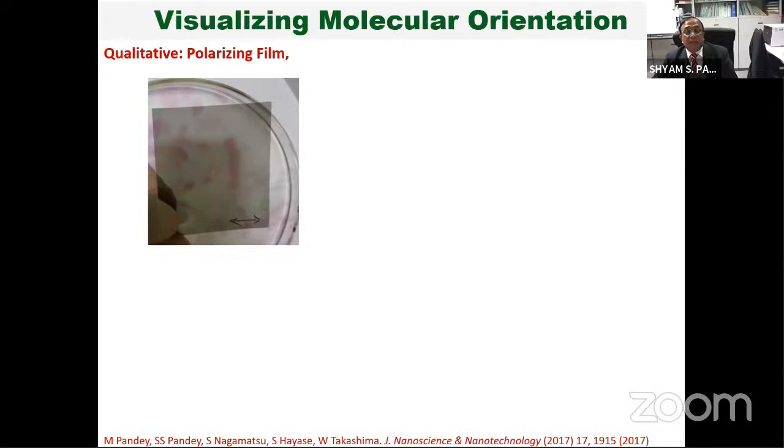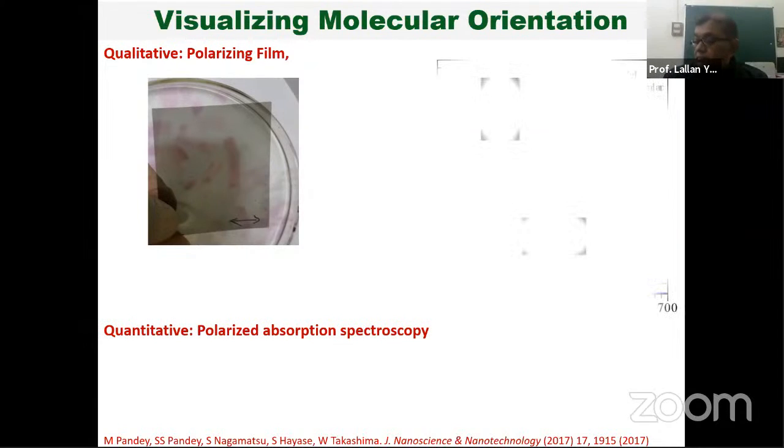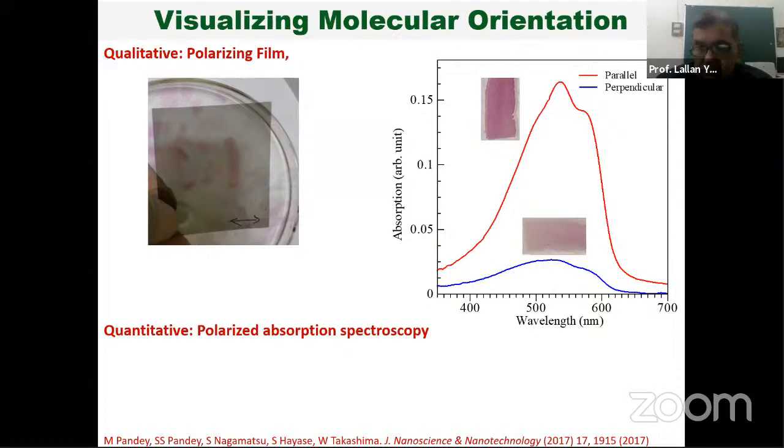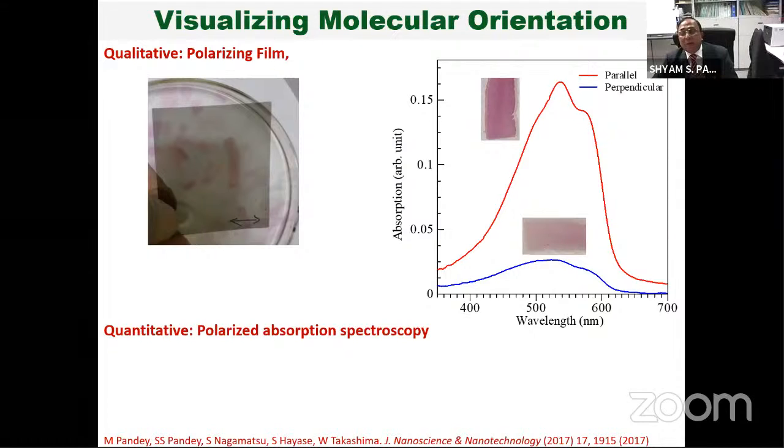Second, how to know at lab level that films are oriented? We can use a very simple polarizer film and rotate 90 degrees. If we see a color difference, we can see they are oriented. We can use electronic absorption spectroscopy as shown here. We can see the same film upon moving from parallel to perpendicular. There is a clear contrast in color, exhibiting orientation.